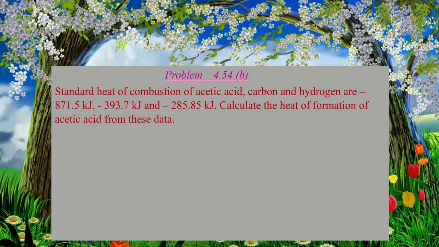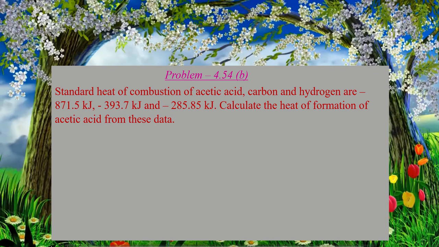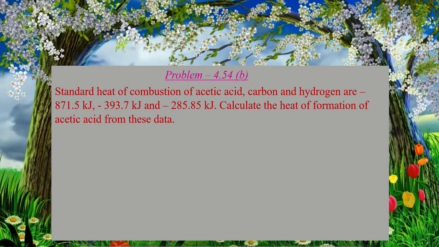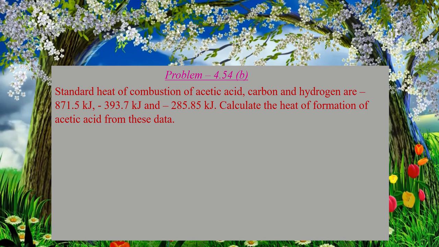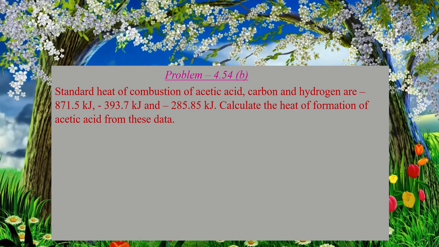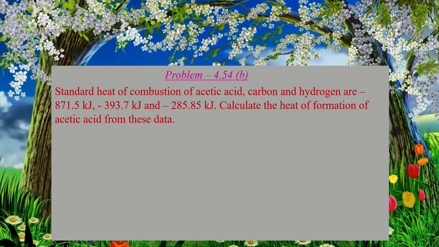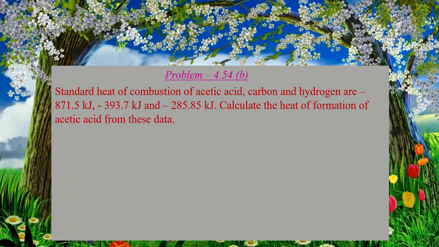Look, the standard heat of combustion of acetic acid, carbon and hydrogen are minus 871.5 kilojoule, minus 393.7 kilojoule and minus 285.85 kilojoule. Calculate the heat of formation of acetic acid from this data. Look, here the heat of combustion of acetic acid, carbon and hydrogen are given. You have to find out the heat of formation of acetic acid.